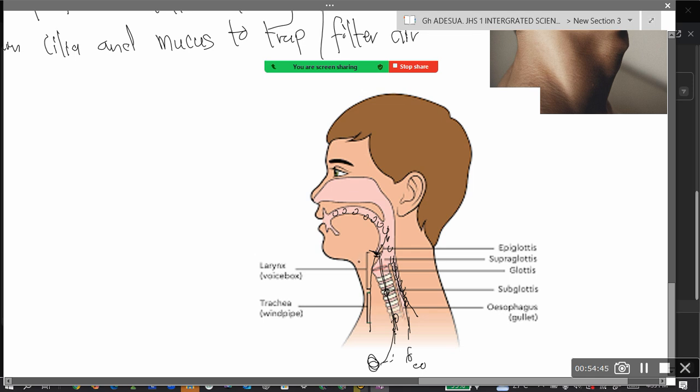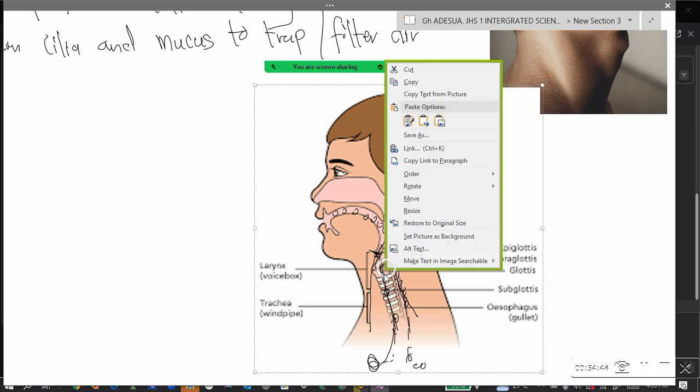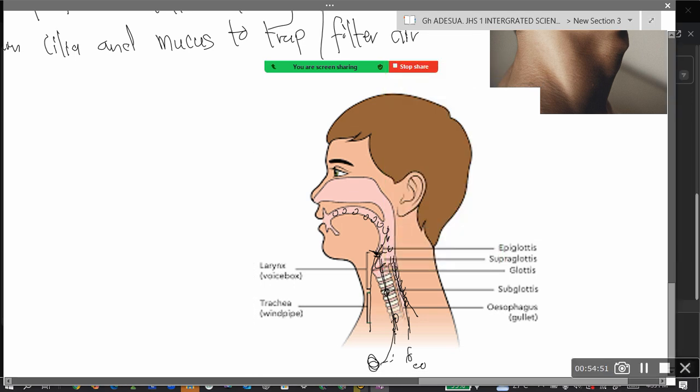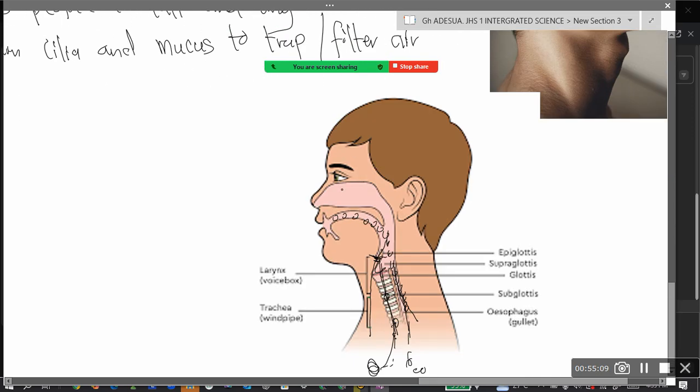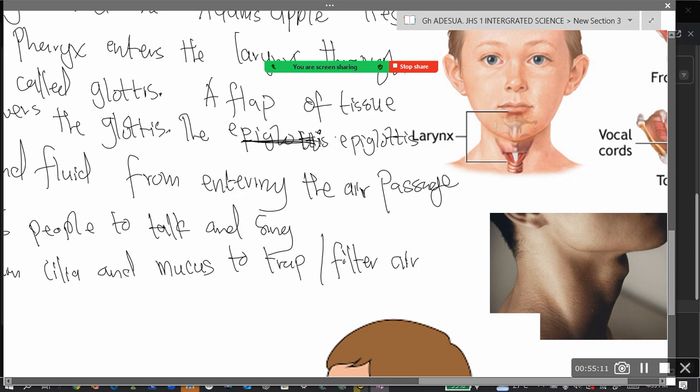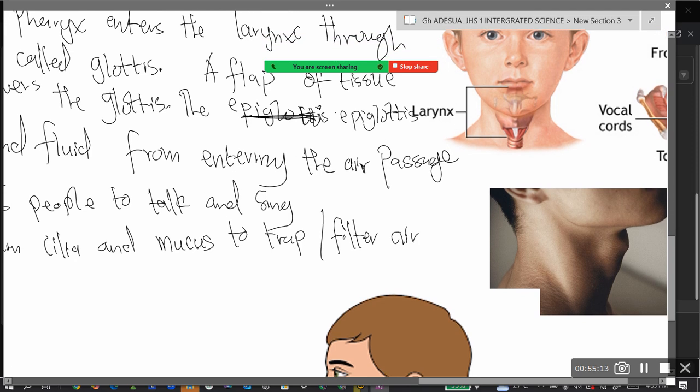You allow it to open, and the moment it opens, food can get the chance to enter into the air passage, and you begin to cough or get choked, and then you keep coughing and all that. That's why it's good to cover your mouth and stop talking whilst you are eating. Let your body do its job. Don't disturb it, right? So that is how the epiglottis prevents food from entering the air passage.